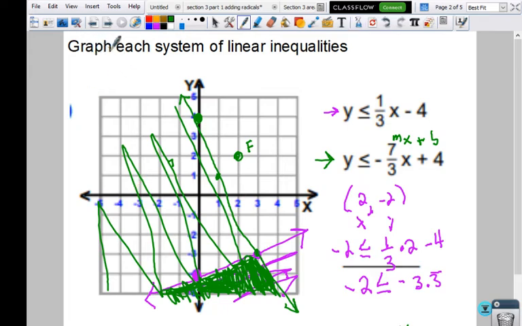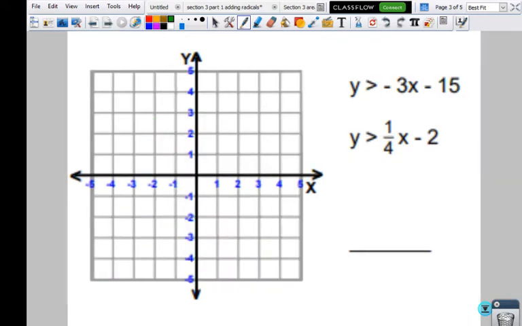Alright, let's do another one, then you guys will do one, and then that'll be it. Alright, so let's do this one. I think we're at you, Dylan. Let's graph this first one. What's the first thing I need to do? 15. Choose a thingy.